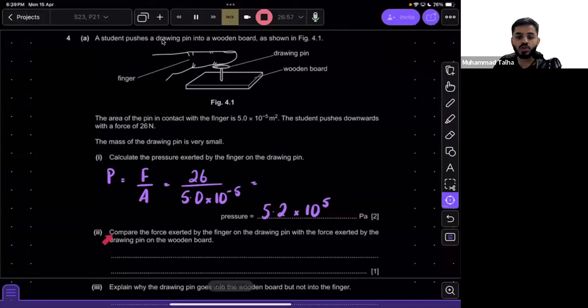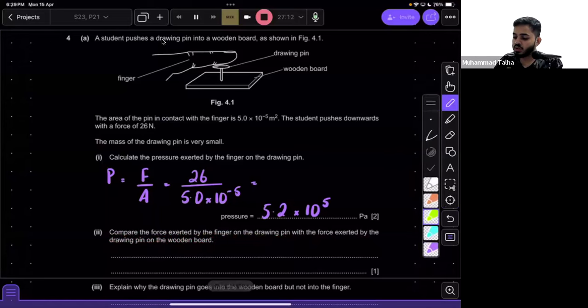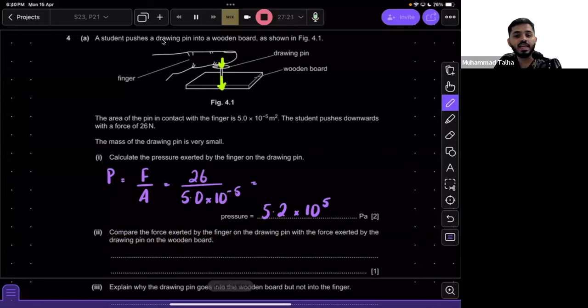Now, part 2 is also really important because it does lead up to part 3. It says compare the force exerted by the finger on the drawing pin with the force exerted by the drawing pin on the wooden board. As you can see here, whoever is pushing down is applying a force here. How does that force compare with the force that the pin now applies on the board? The answer to this is that the forces are the same. The push that I apply on the top is transmitted all the way down through the wooden board, right? What force I apply at the top is what force goes down as well.